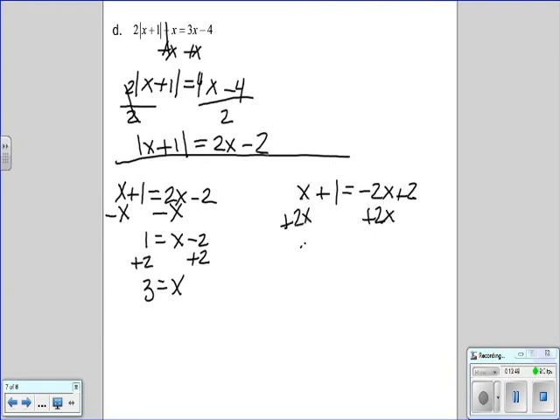X plus 2x is 3x. So 3x plus 1 equals, these cancel out and I just have 2. Now I'm going to subtract 1 on both sides. 3x equals 1. Divide both sides by 3. And we get x equals 1/3. Okay? I have both cases solved, but I have to check now.